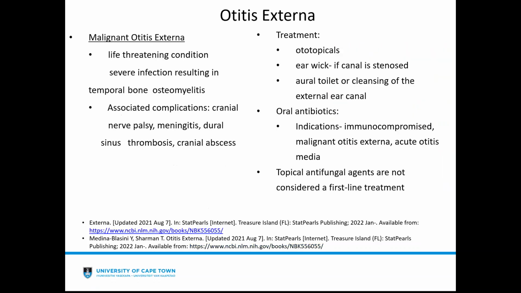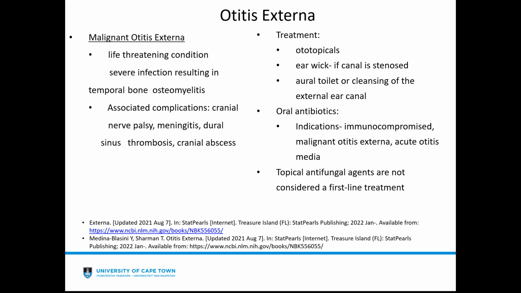Just quick to mention, malignant or necrotizing otitis externa is something to think about when you're diagnosing a patient with otitis externa. This is a life-threatening condition that commonly occurs in immunocompromised patients or in older patients, specifically with diabetes. And essentially, it's an extension of the infection that can spread into the temporal bone, and it is also once again associated with Pseudomonas species. About 90% of cases isolate Pseudomonas.